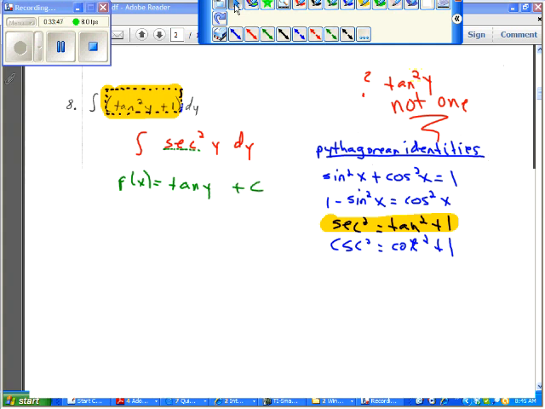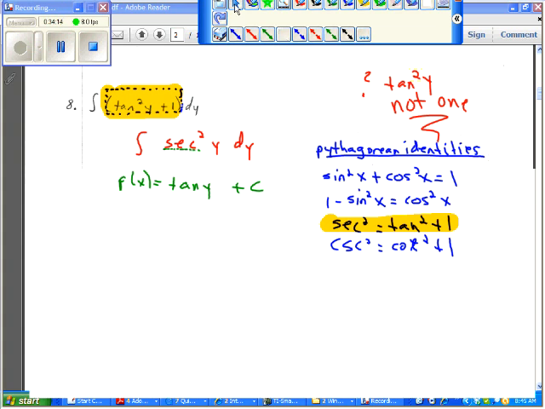Okay? So we changed tangent square y plus 1 into secant square y with a Pythagorean identity, and that gave us something that we knew how to take the integral of. We knew something that had a derivative of secant square, and that something was tangent y. Okay? So there's my original function.